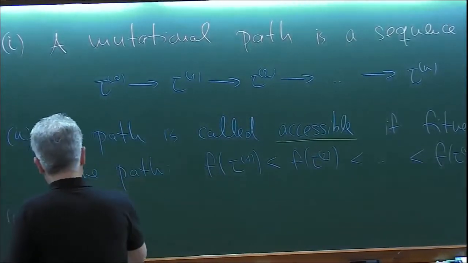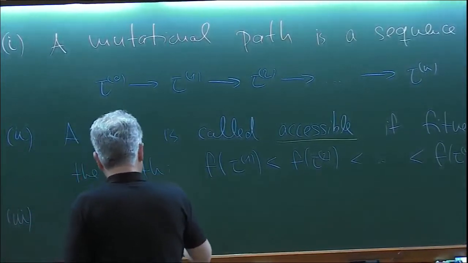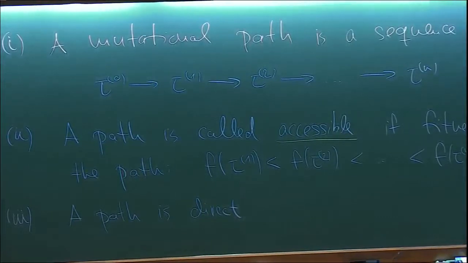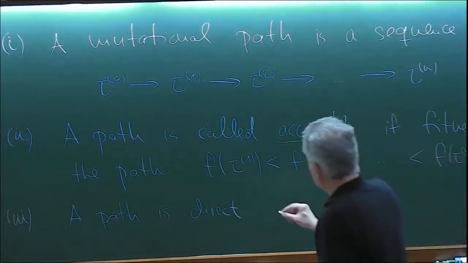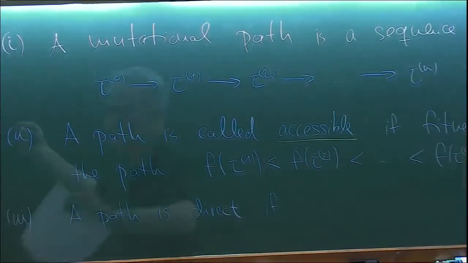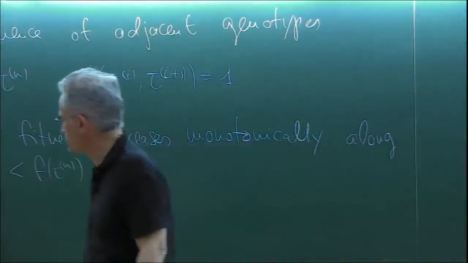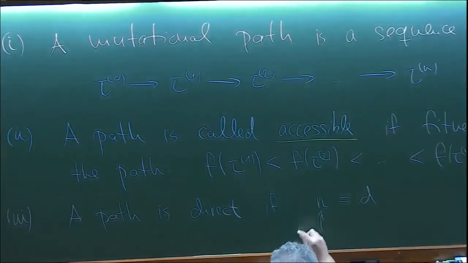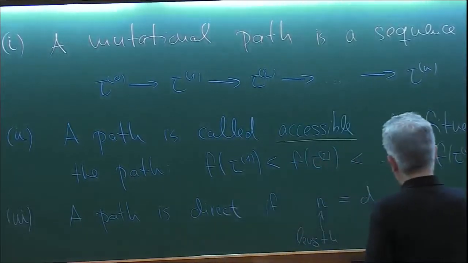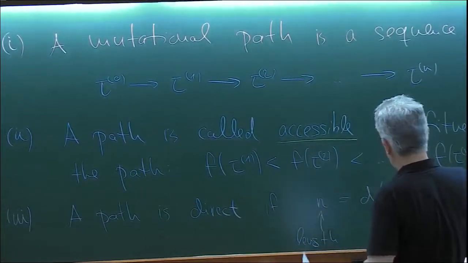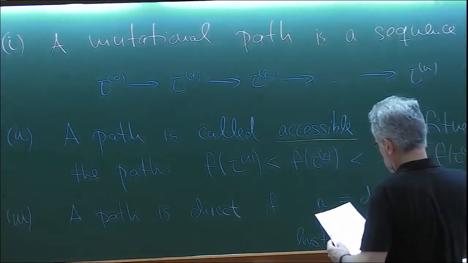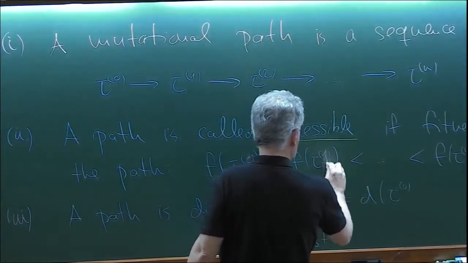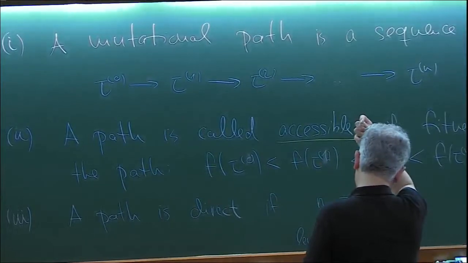So what does it mean to be direct? A path is direct if it's the shortest, if it has the minimal length that it can have, which means that, in short, the Hamming distance between the initial point and the endpoint is exactly equal to the number of steps. So if n, which is the length of the path, is equal to the distance between the initial and the final point. I just see here, I started here with zero, so of course I should also start with zero here to be consistent. So in fact, yes.